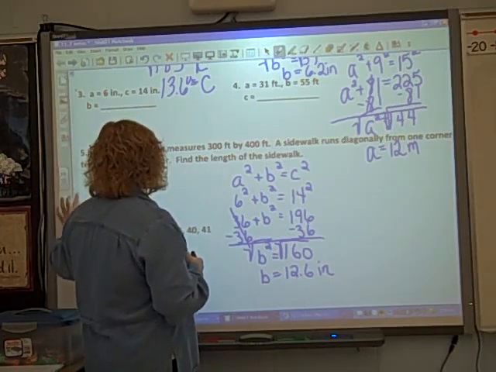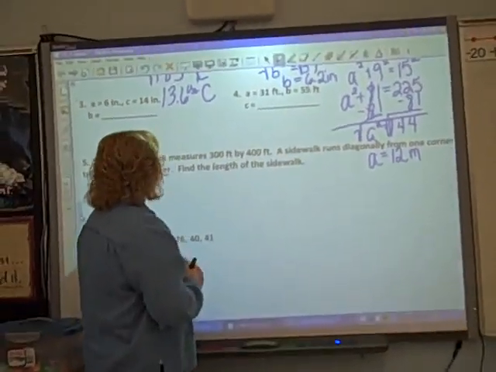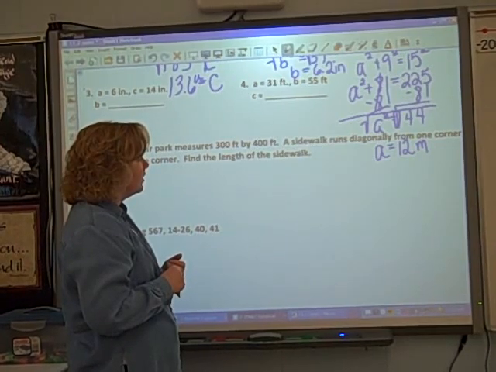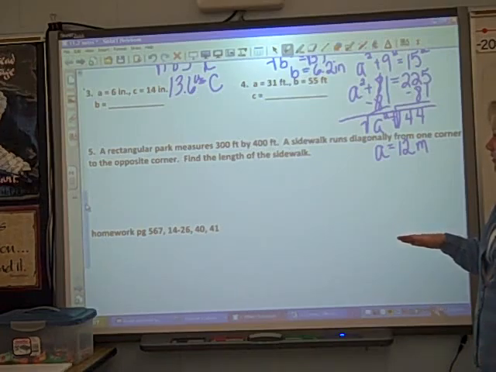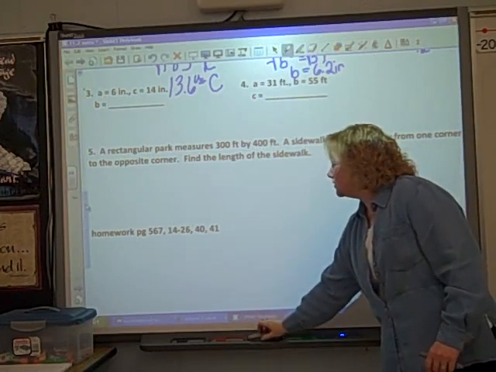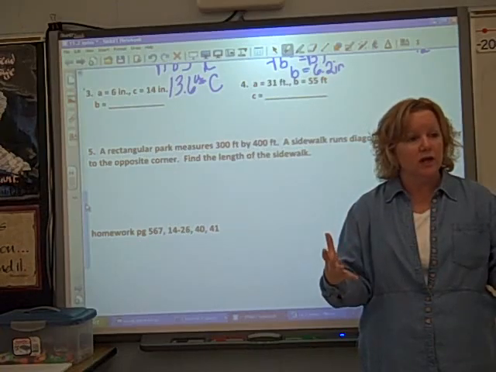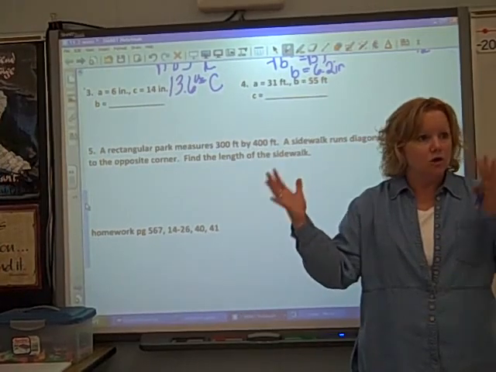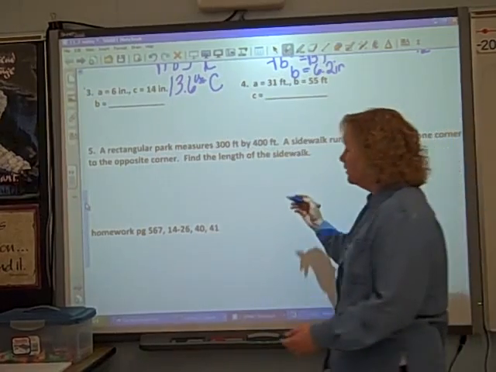But let's do the one that has the story problem real quick, and then we can be done. Okay, so when I look at this one, it says a rectangular park measures 300 feet by 400 feet. A sidewalk runs diagonally from one corner to the opposite corner. Find the length of the sidewalk. Well, I think the best way to do these types of problems, anytime I have a story problem, I am going to draw a picture if I can, because we tend to be visual learners. Would you agree when you see it, you can do it better? So first thing, a rectangular park, I'm going to draw a rectangle.